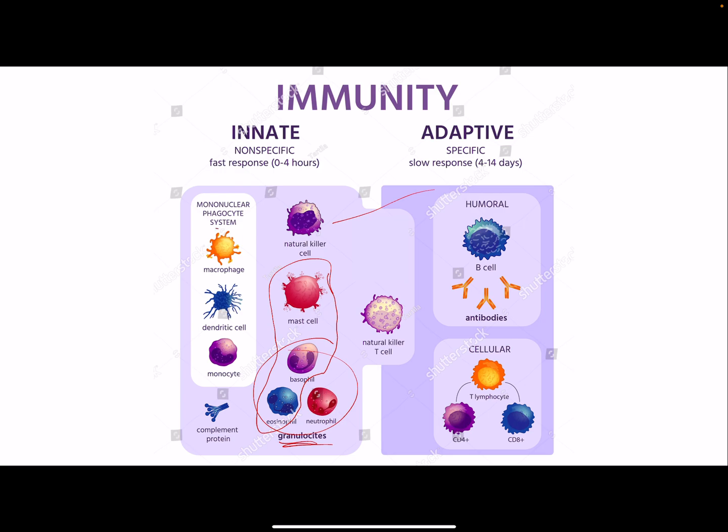The granulocytes typically are going to have a bilobed nucleus or polylobed nuclei. The macrophages and dendritic cells, which come from monocytes, are going to be mononuclear. Complement proteins are also going to be innate. A lot of this stuff, though, there is going to be a connection. Like the complement system can be exacerbated and amplified by the adaptive immune system.